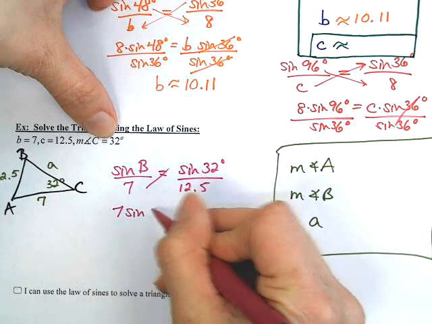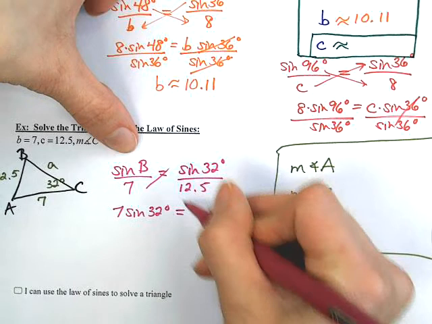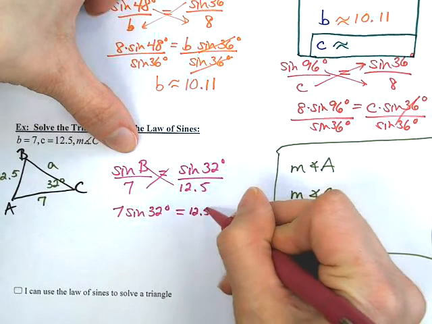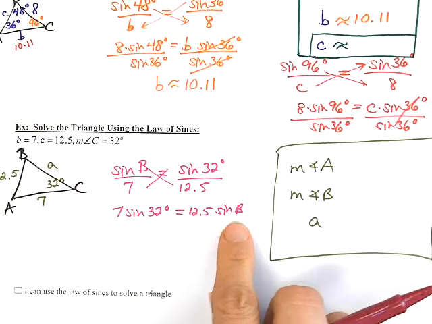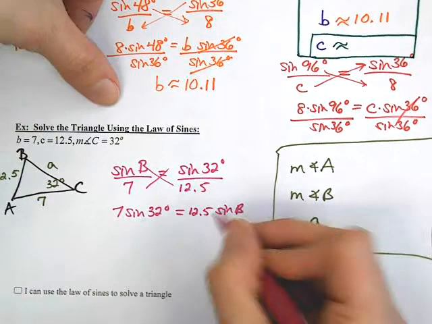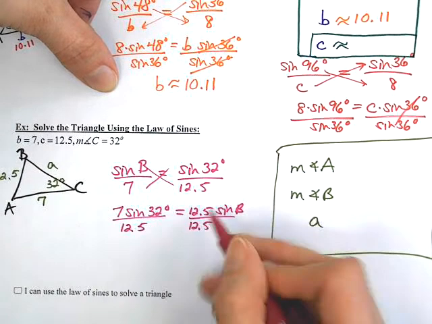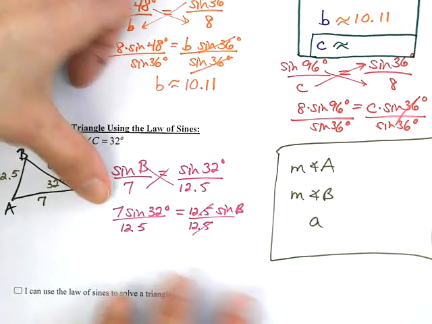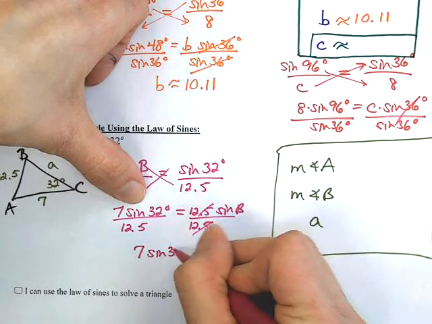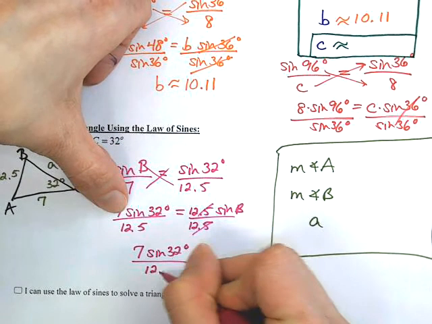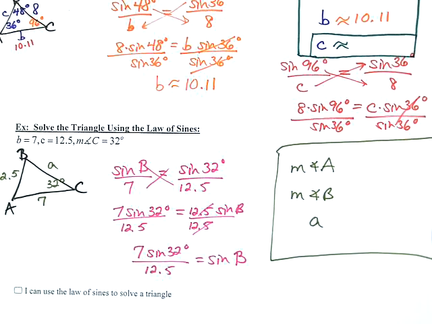All right, so we're going to cross multiply here. 7 times the sine of 32 degrees is equal to 12.5 times the sine of angle B. We're trying to solve for B, trying to get B alone. So let's divide both sides by 12.5. Do not pick up your calculator until you're absolutely ready for it. 7 times the sine of 32 degrees divided by 12.5 equals the sine of B.